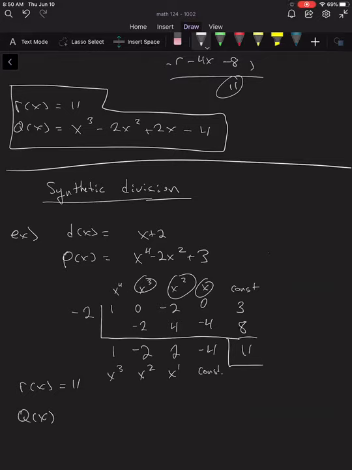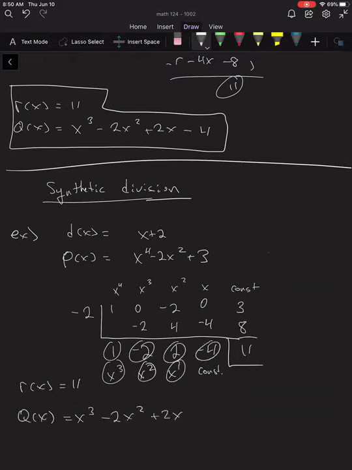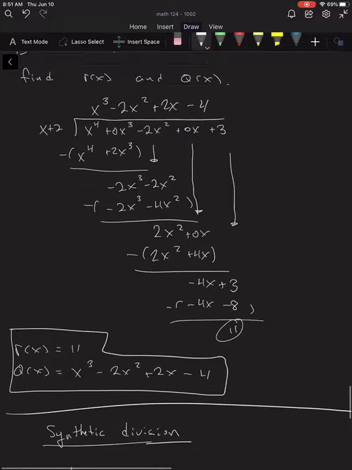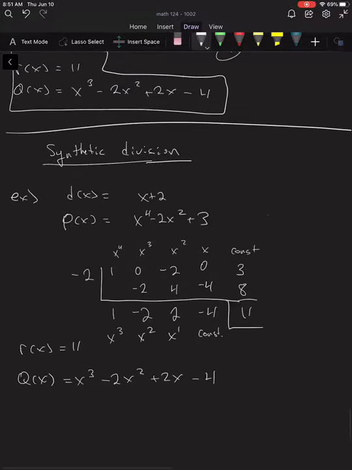So our quotient is going to be 1 x to the 3, so just x to the 3, minus 2x squared, 2 times x, and then just minus 4 is our constant. And if you notice, that's exactly what we got in the previous problem. However, it was much quicker using synthetic division. Up here we had all these steps, but down here we were able to do the problem pretty quickly.